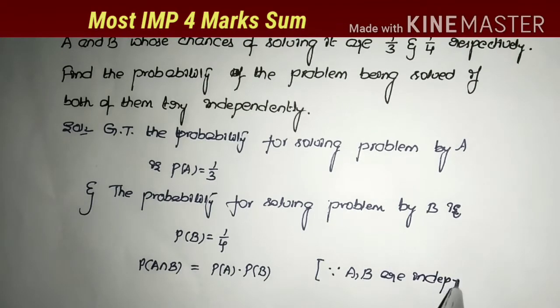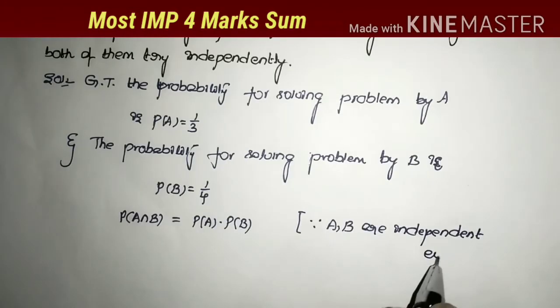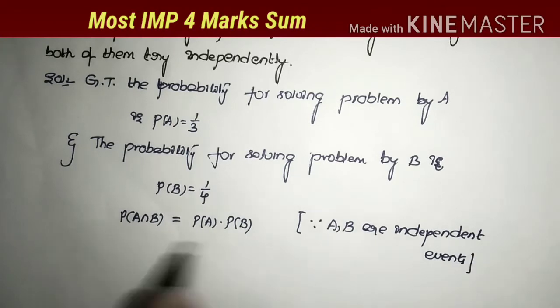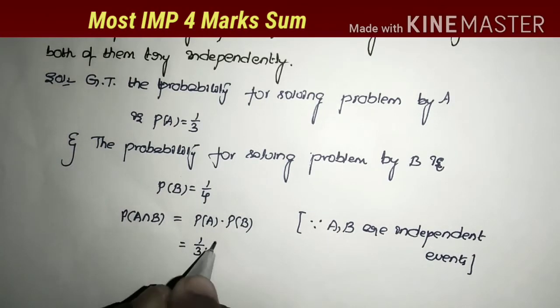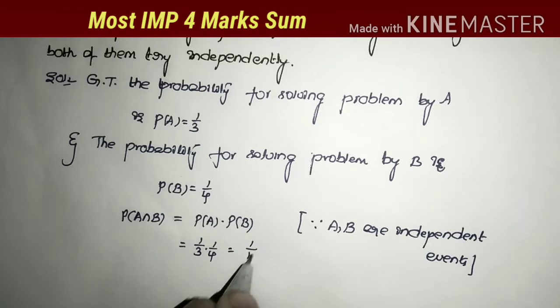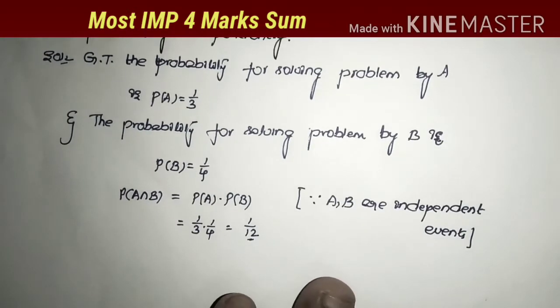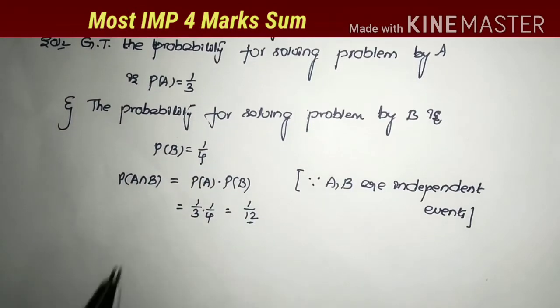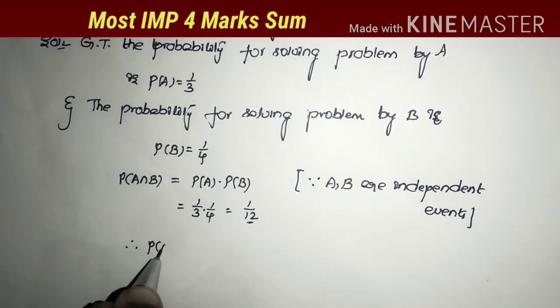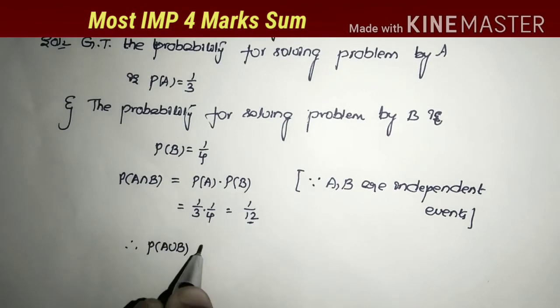Since A, B are independent events, we take that P of A intersection B is equal to P of A into P of B. So this value is equal to 1 by 3 into 1 by 4, that is equal to 1 by 12. Now the question is find the probability of the problem being solved. That is, we want the value of P of A union B. The problem will be solved.